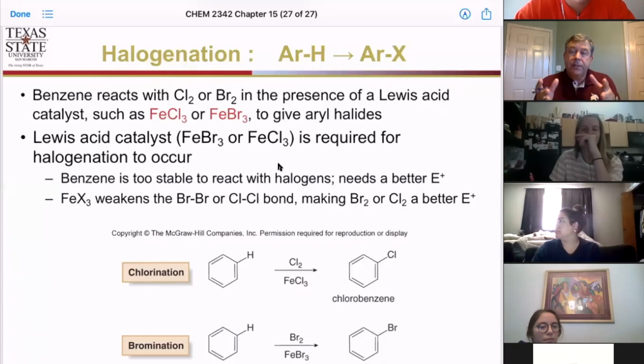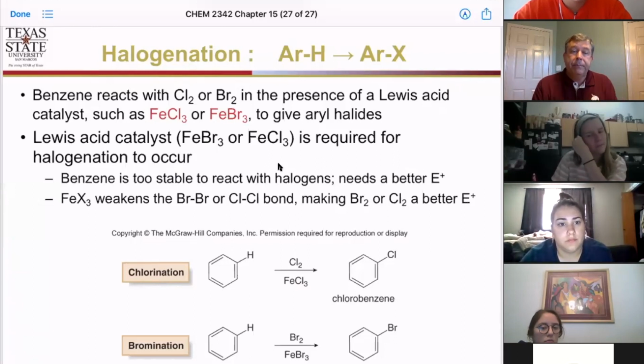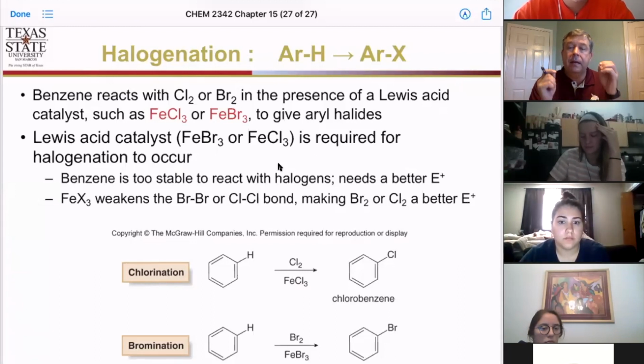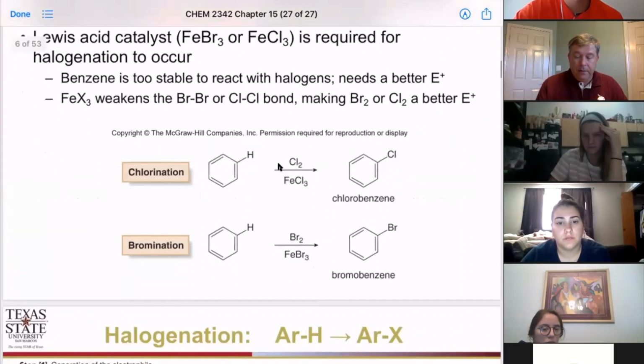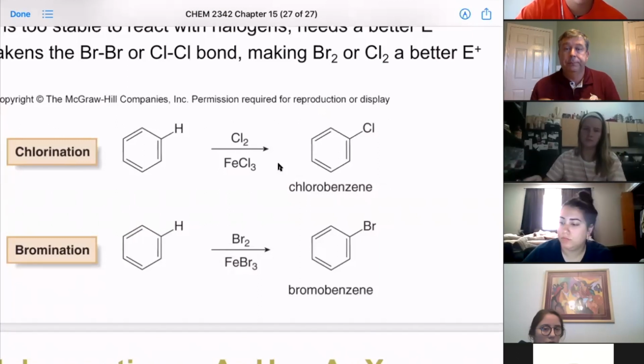As we showed before, when we were looking at the stability of arenes, we saw that if you just added bromine to benzene and just kind of cooked it along, nothing happens. That benzene is too stable, it doesn't do that addition reaction, and it doesn't do a substitution reaction because the bond isn't polarized here. So we're going to weaken that bond and make it a really good polar compound to make it react as an electrophile. The two common reactions we'll see here are just benzene going to chlorobenzene and benzene going to bromobenzene.